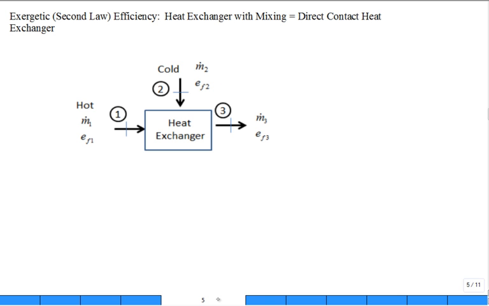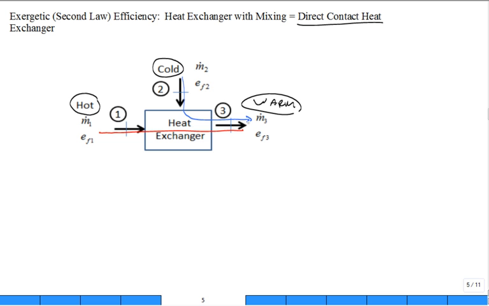Second law, exergetic efficiency for a different type of heat exchanger, a direct contact heat exchanger. All you're doing is mixing a hot fluid stream with the cold fluid stream, and you're creating a warm fluid stream. How's that for terminology? They're not separated by a boundary, so they actually mix. Okay, well, what do you have here? The way to think of it is the hot fluid stream is going all the way through, and the cold fluid stream is going through, and they mix to create the warm fluid stream.